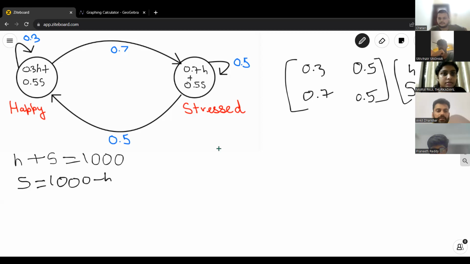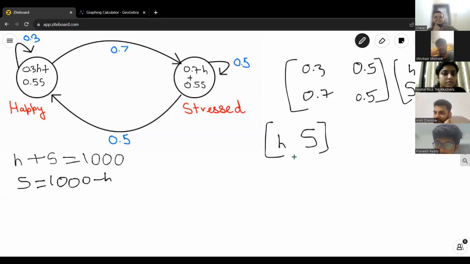Can you write h and s as a transpose? Just write it, h s, in a row form. Can you write h and s as a row? Row vector, yeah.